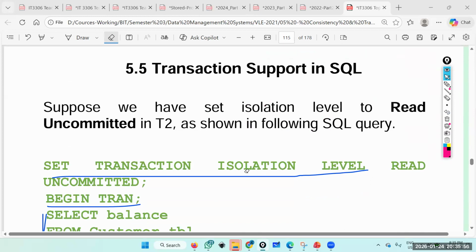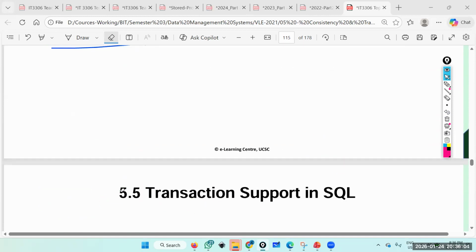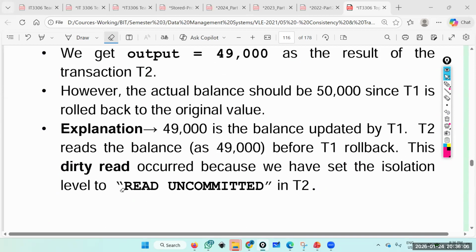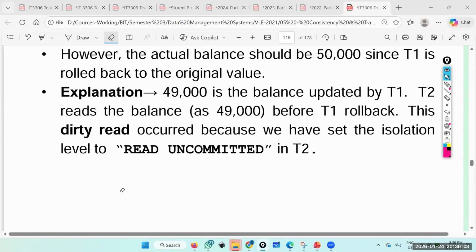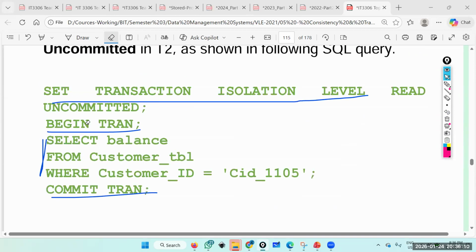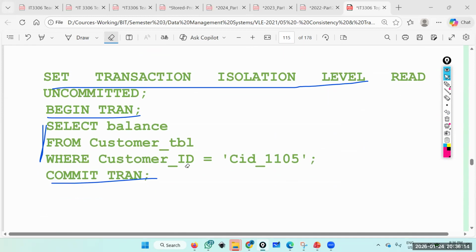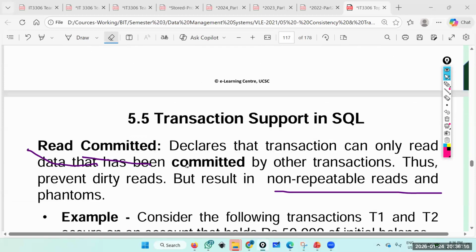That happened because your isolation level is read uncommitted. That means you can read uncommitted values. So likewise, maybe they will ask you to explain what is the result, what happens, or justify why it happened like that.